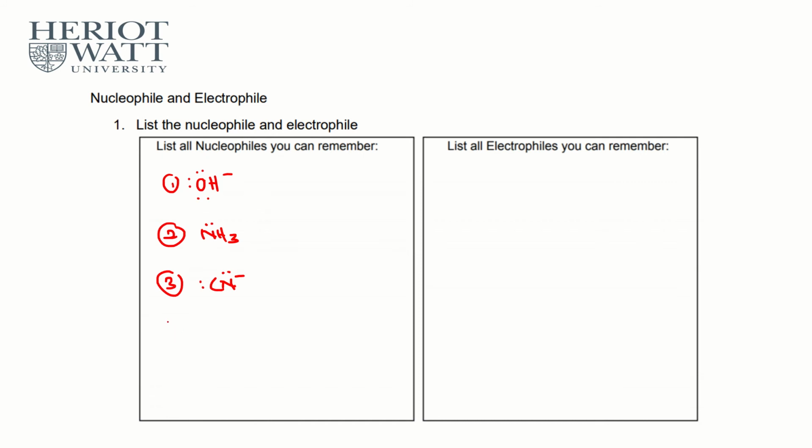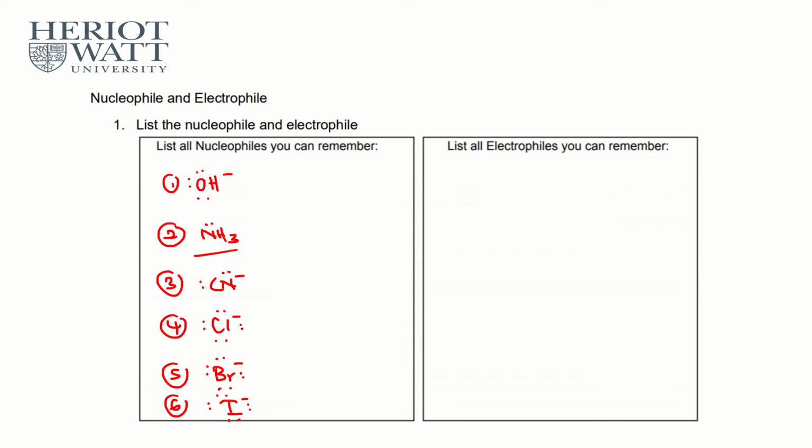All right. Number 4, even a chloride can be a nucleophile. Number 5, bromide, and number 6, iodide, because all of these have lone pairs. Okay, now it's not necessary for a nucleophile to be negatively charged, like ammonia. It's not negatively charged, but it has a lone pair, so we still call it a nucleophile. All right, so these are the examples of nucleophiles with lone pairs.